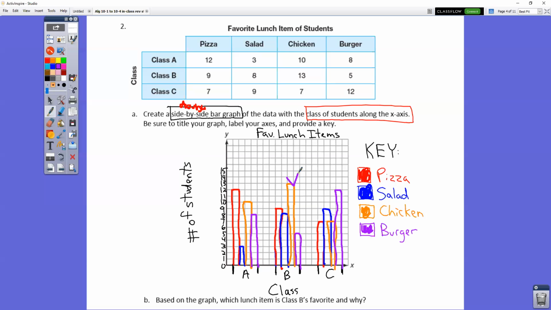It would be this orange bar right there. That orange bar stands for chicken. So it would be chicken because it is the highest bar.